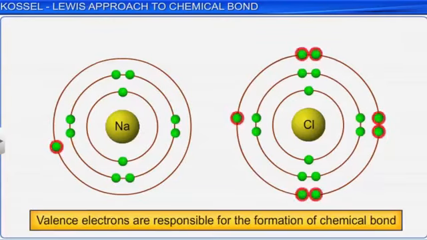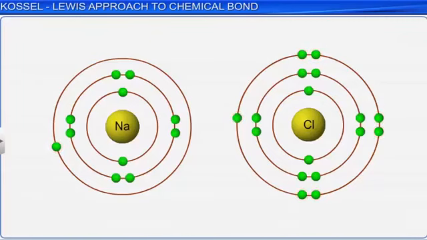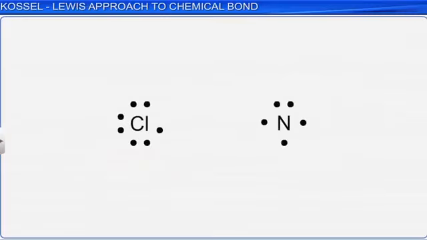Only valence electrons are responsible for the formation of chemical bond. Except valence electrons, the remaining part of the atom, that is the nucleus with the inner shell electrons, is called kernel. Lewis proposed simple notations to represent valence electrons in an atom. These notations are called Lewis symbols.